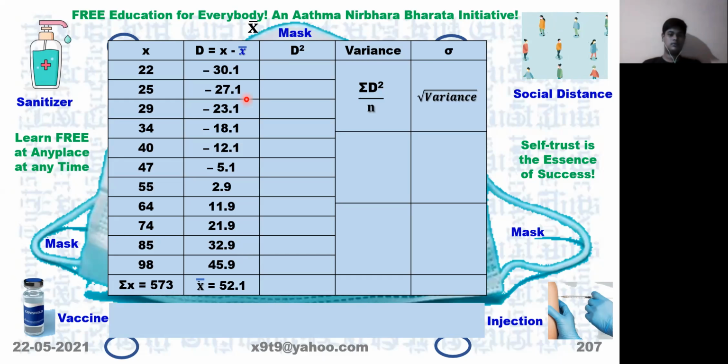So now what you do, the next column is d square. Whatever is here, square it and write here. You don't have to write and substitute. You don't have to write minus 30.1 whole square. 906.01, whatever comes, you write there. Like that, square everything and write in this column. Okay.